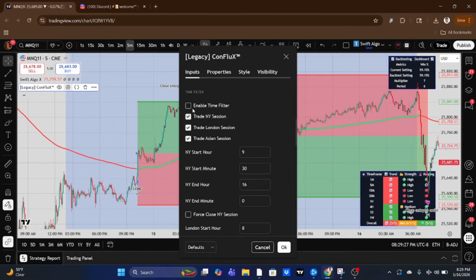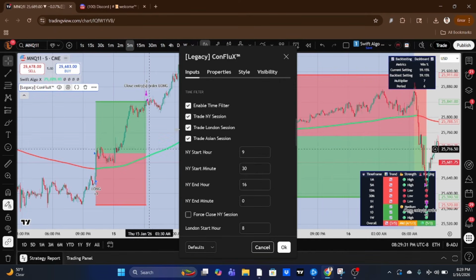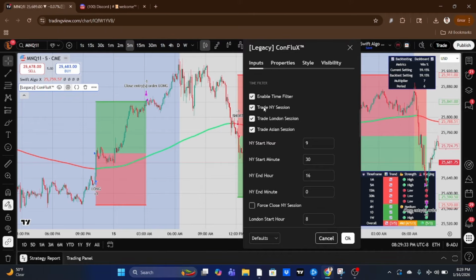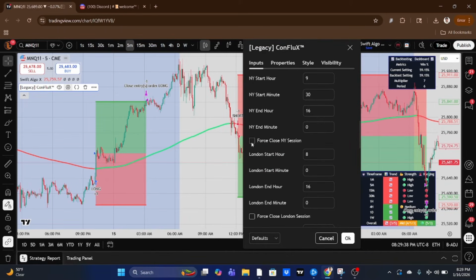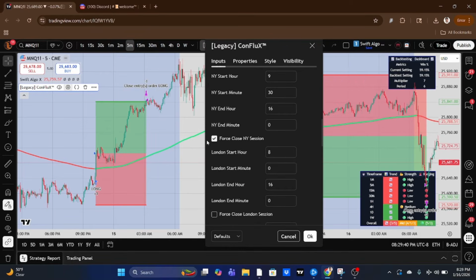And we also have a time filter option. So if you want to trade within a specific time, you can enable New York session, London, Asian session, and you can now officially force close at the end of the session. This would mostly only benefit futures traders who trade prop firms.